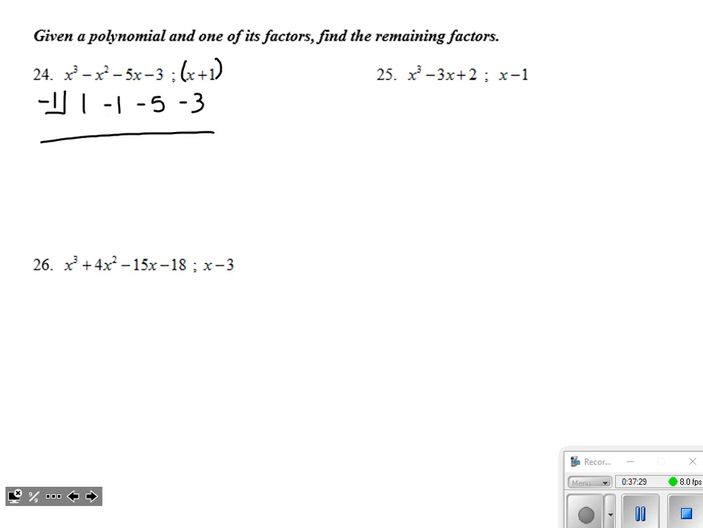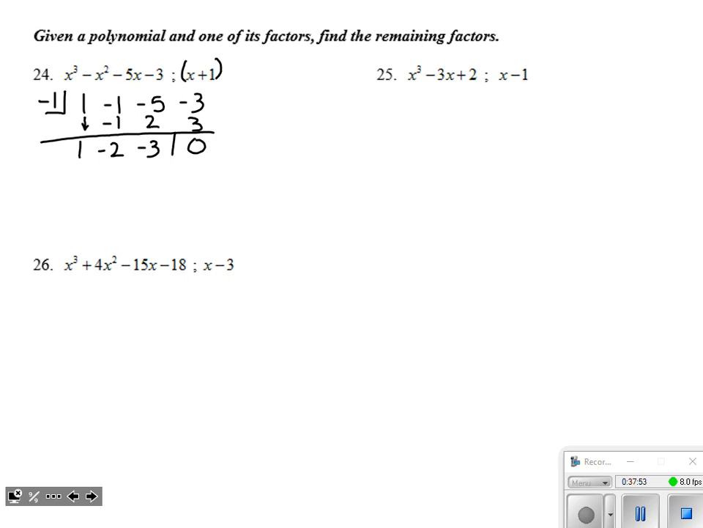Let me be absolutely sure that I don't need a 0 placeholder. I do not. I should see a 0 for a remainder. Otherwise, I'm doing something wrong. They're telling me it's a factor, so I'd better see a 0 there. If I drop down the 1 and I multiply and I add, and I multiply and I add, and I multiply and I add, sure enough, remainder is 0.